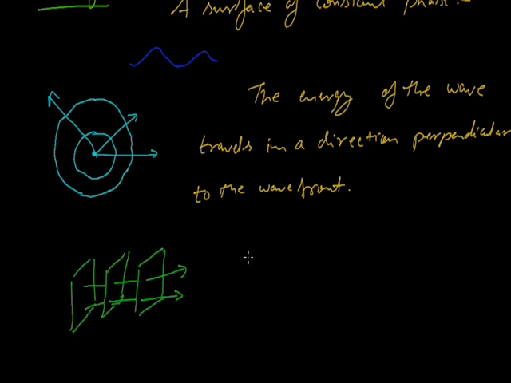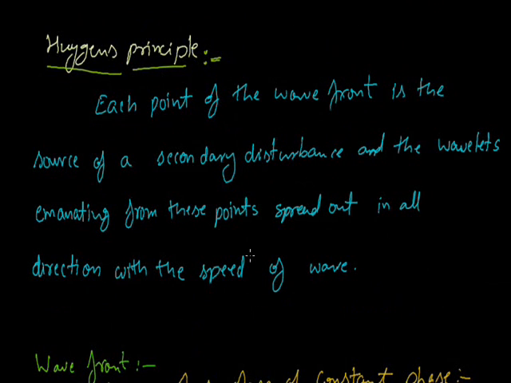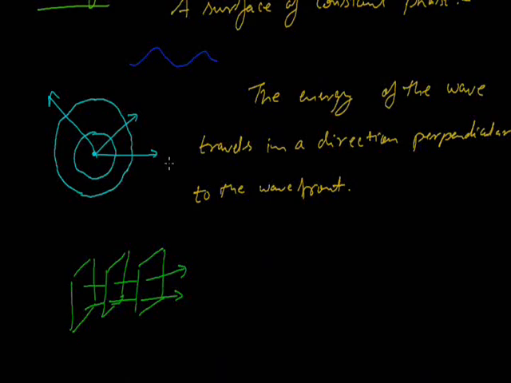Now we will come back to Huygens' principle. Now we know the wavefront. According to Huygens' principle, each point on the wavefront is the source of a secondary disturbance, and the wavelets from these points spread out in all directions with the speed of the wave.